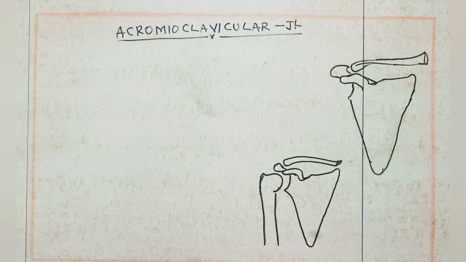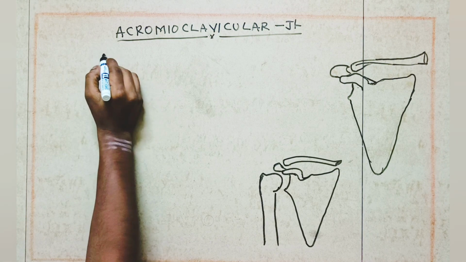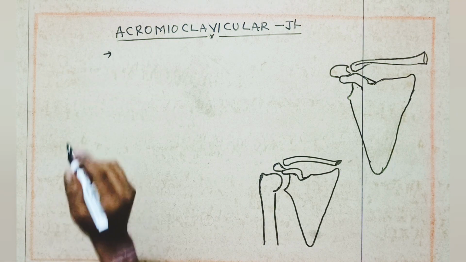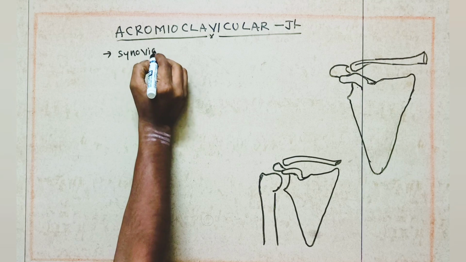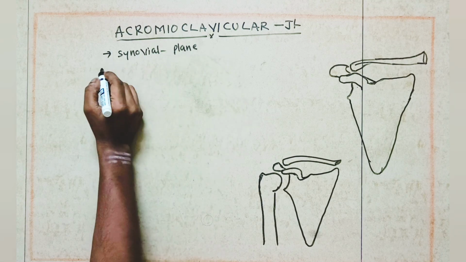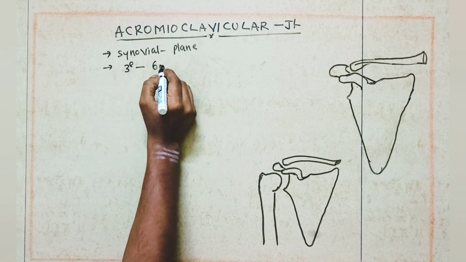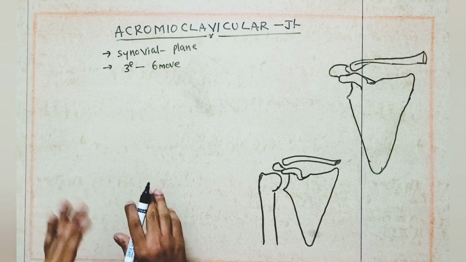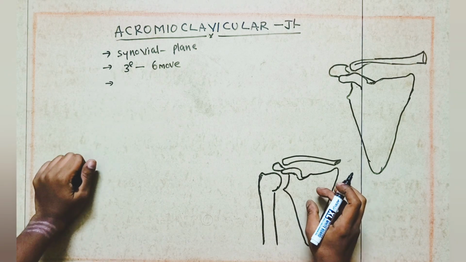Acromioclavicular joint. In this acromioclavicular joint, we'll see one special function. First, we'll see what this acromioclavicular joint is. It is a synovial joint, a plain synovial joint, and it has 3 degrees of freedom. That means 6 movements will be there.